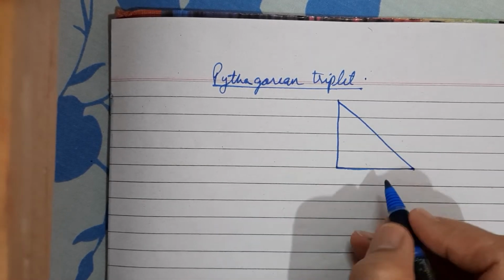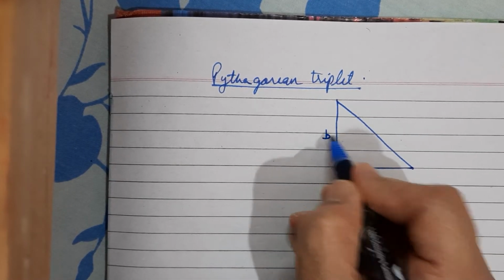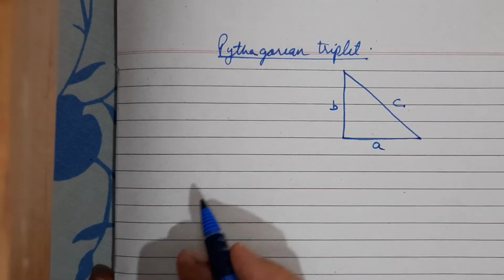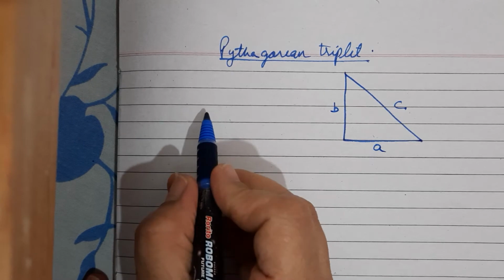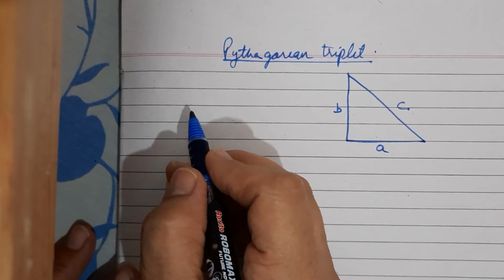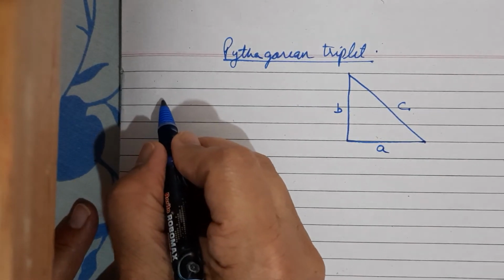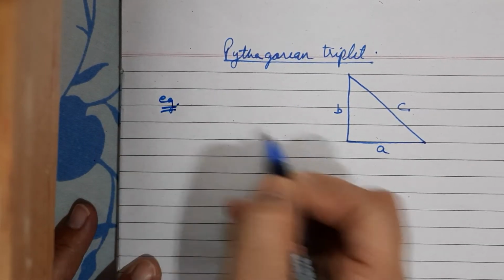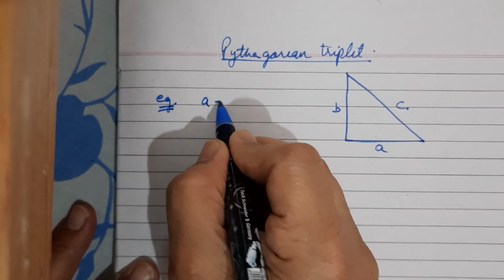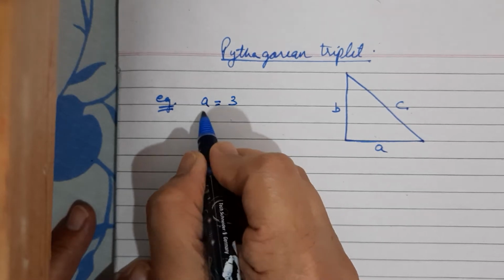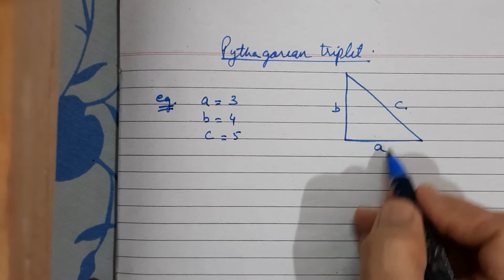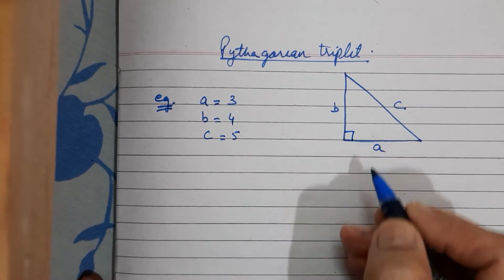Let us mention the sides as A, B and C. Now what is the Pythagoras theorem? That also you know: hypotenuse square is equal to base square plus perpendicular square. We have already studied this in the previous classes. Now I'll start this concept with an example. Let us take A as 3, B as 4 and C as 5. So these are the sides of this right angle triangle.